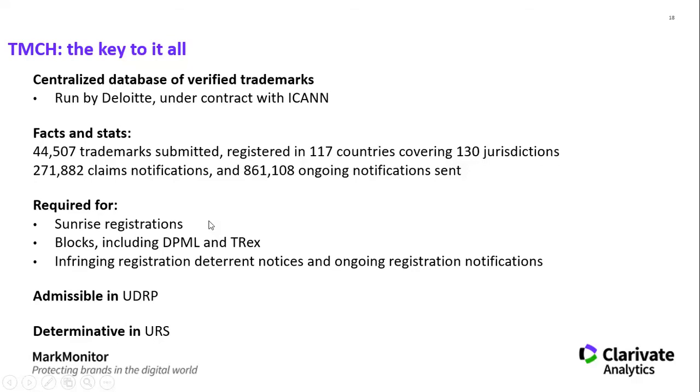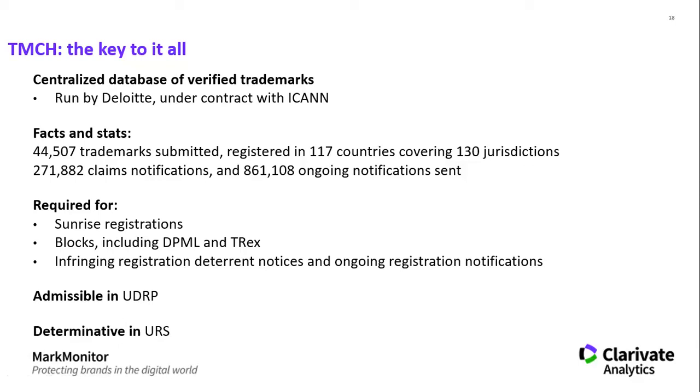So first up is the Trademark Clearinghouse. Trademark Clearinghouse, or TMCH, is the key to all or substantially all of the new gTLD rights protection mechanisms. So the TMCH is a centralized clearinghouse. It's one database that all new gTLDs plug into and connect with for a number of different additional brand protection mechanisms.